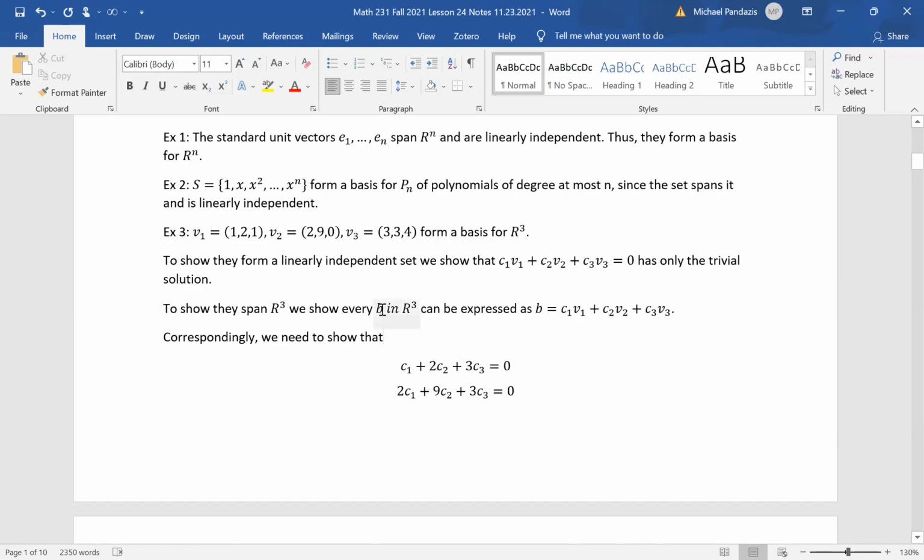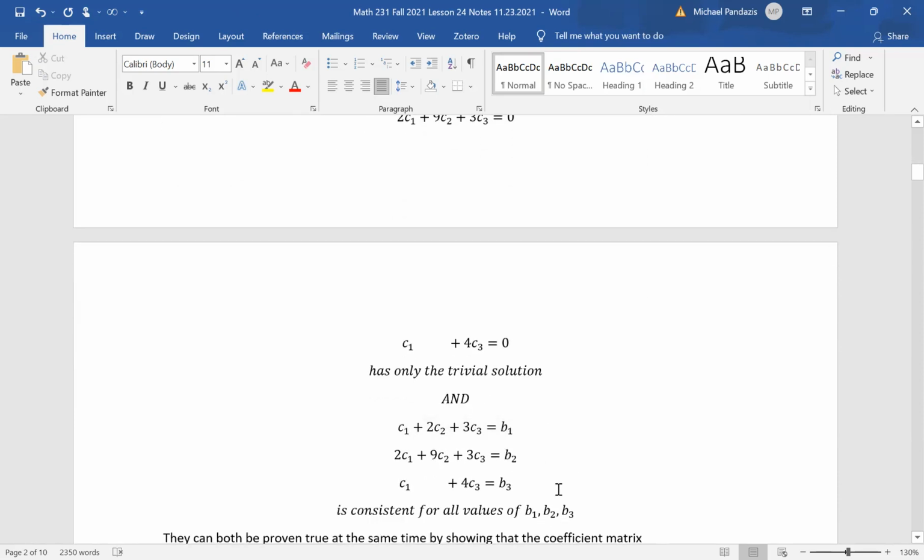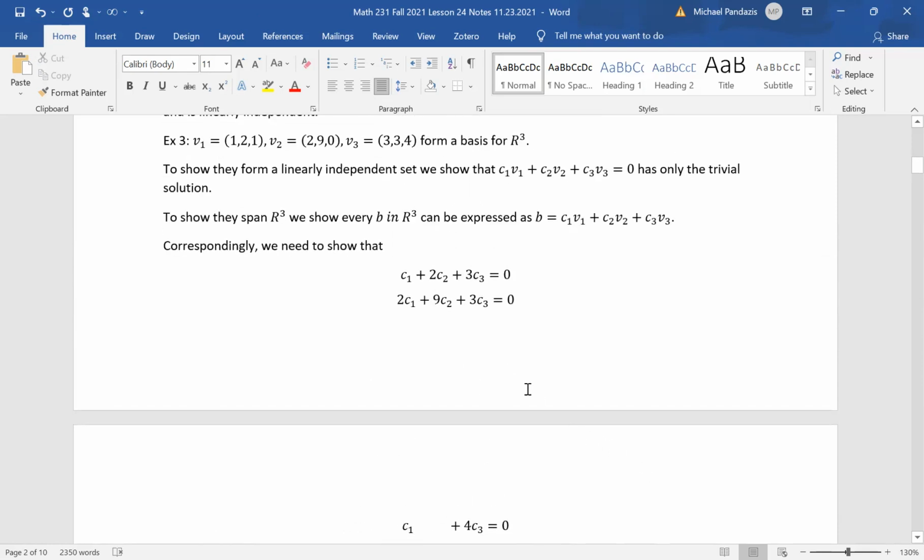So we want to express every vector b in R3 as a linear combination. Correspondingly, we need to show that this system has only the trivial solution, and that this linear system is consistent for all values b1, b2, and b3. So if you have a vector b, right?